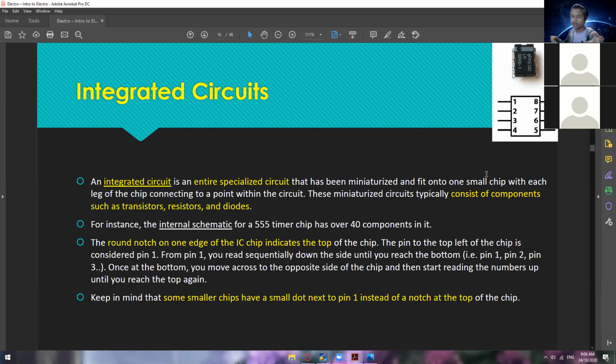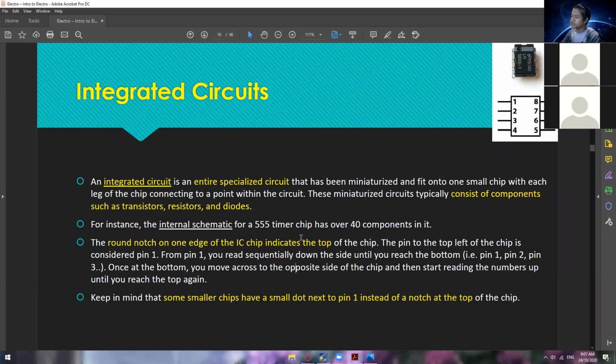Then that's already the continuation. Let's say 5, going to the top, up to the end. 5, 6, 7, 8. So that's how you see the connection of each pin. So 1, 2, 8. Keep in mind that some smaller chips have a small dot next to pin 1 instead of a notch at the top of the chip. Some don't have a notch, but they have an indicator where you see the top left dot, the black dot. That's already the first pin, okay, or the very first one.